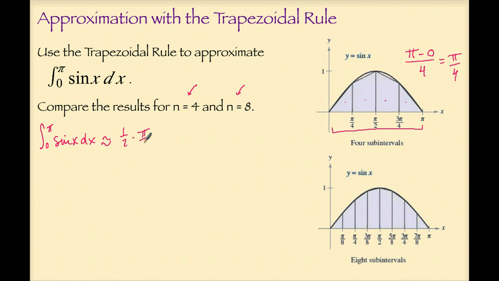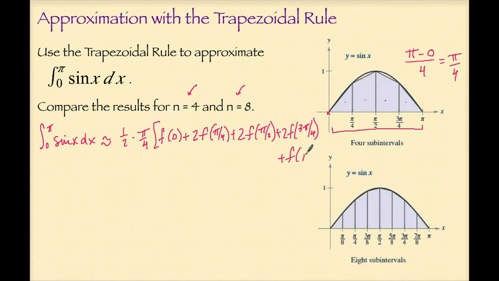And now we'll need the function value at 0 once, so f of 0 one time, plus 2 times the function value at pi over 4, plus 2 times the function value at pi over 2, plus 2 times the function value at 3 pi over 4, and then we'll need the function value at pi once.